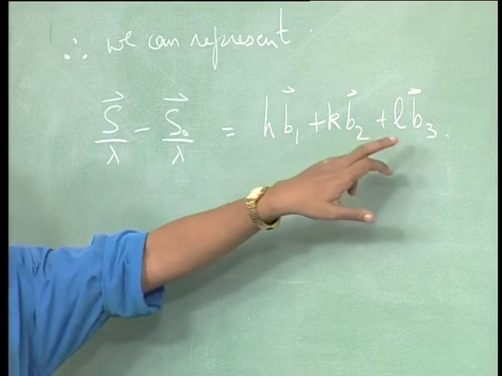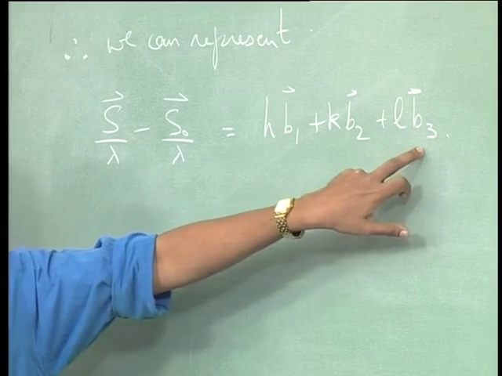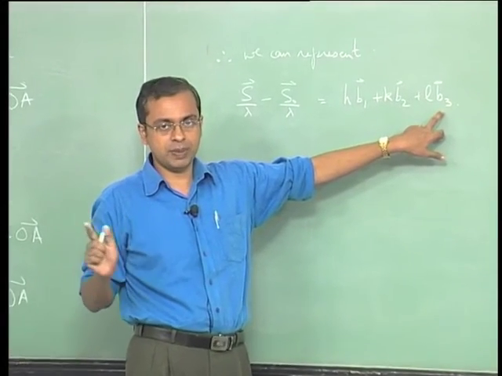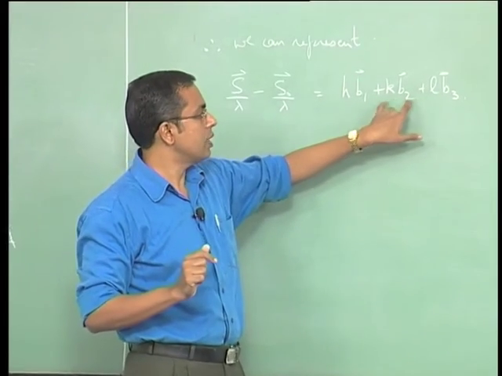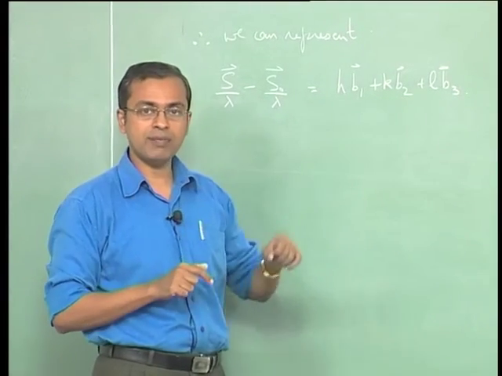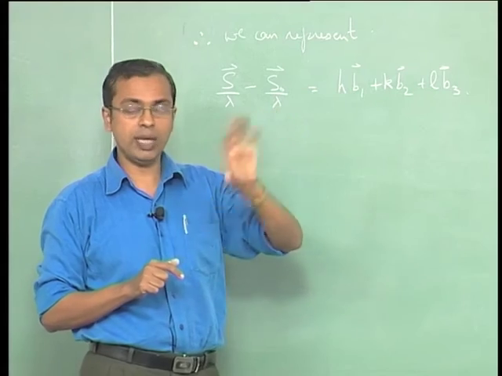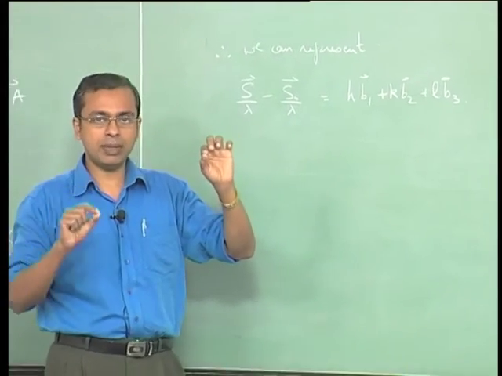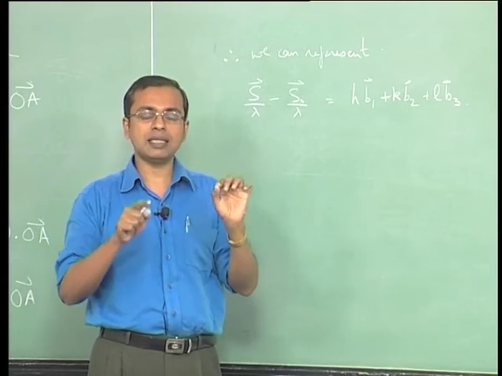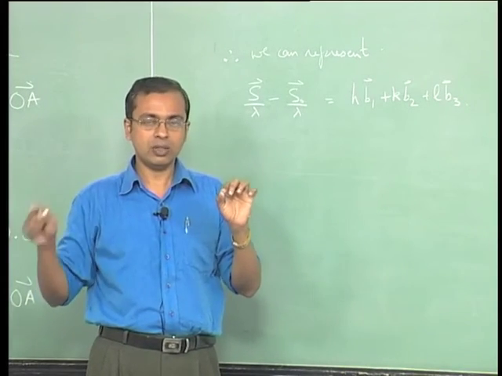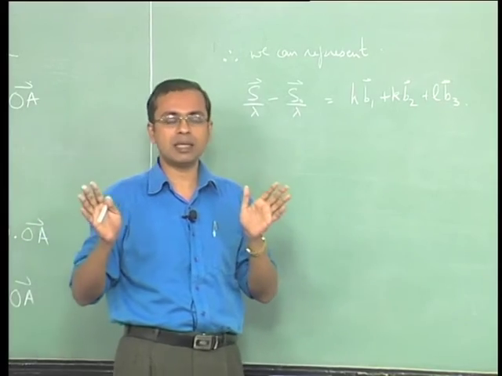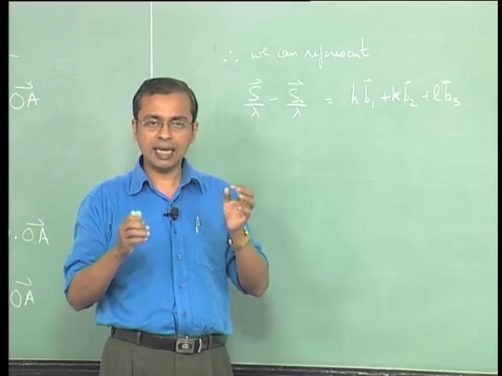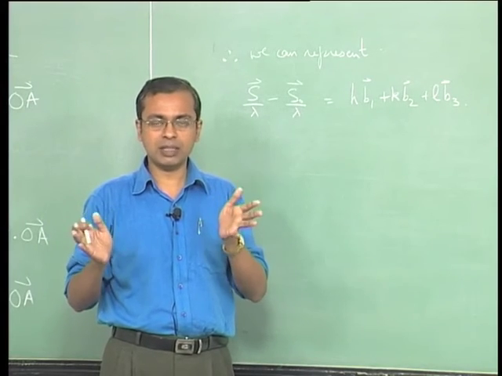B1, B2 and B3 are unit vectors in reciprocal space corresponding to the A1, A2 and A3 which we use to define OA, the difference when we position two atoms, one atom at O and one atom at A. We used real lattice vectors A1, A2 and A3. Those are real lattice vectors, unit vectors defined for that particular lattice.